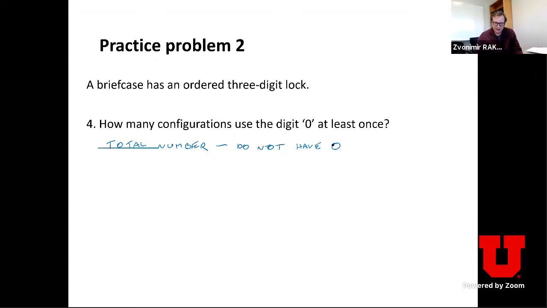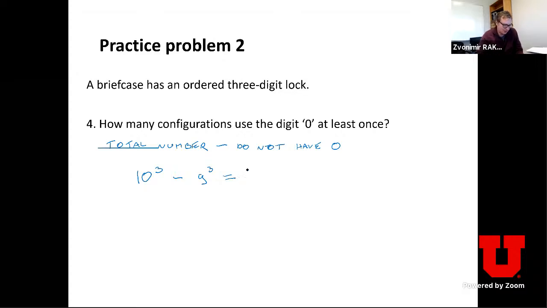So using 0 at least once, the opposite of that is having no 0 at all, no zeros at all. And this is pretty easy to calculate. So the total number we already did in part 1. So that's 10 to the power of 3 minus the total number of configurations that don't have a 0. So we just remove the digit 0, and then we have 9 digits and 3 spots. So that's the solution for this one.